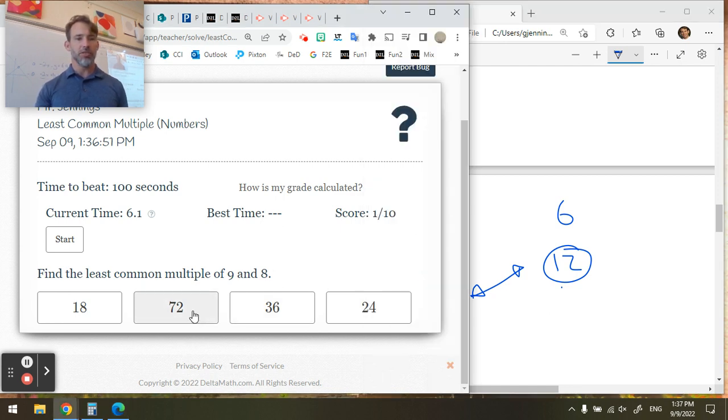9 and 8, well, 72 is the lowest common multiple, because there are no other multiples common to 9 and 8 that are smaller than 72. You just have to multiply the two of them together. The reason being, 9 and 8 don't share factors.